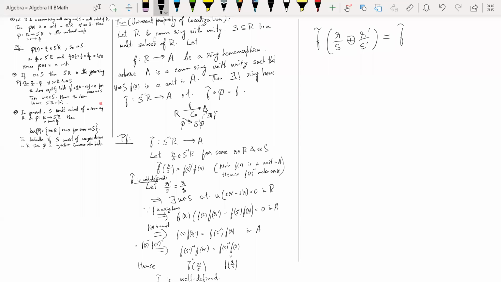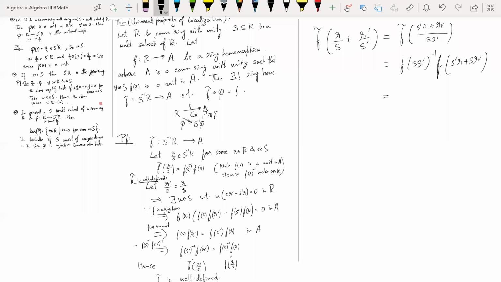So what is this? By definition of this sum, I'll not use this complicated plus because we are not doing it consistently, so let me just write it this way: f tilde of (s prime r plus s r prime) over s s prime, which by definition is f of s s prime inverse times f of (s prime r plus s r prime). That is the definition of f tilde. If you are given a fraction, you take f of the denominator, take its inverse, and then multiply by f of the numerator.